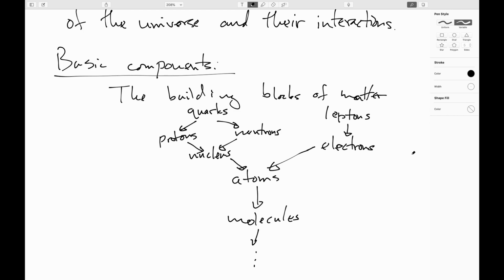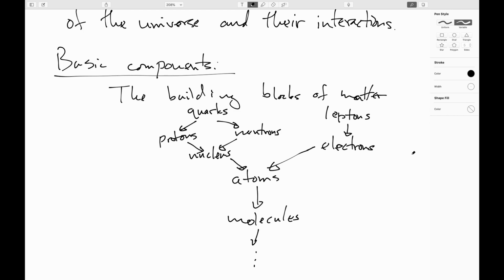Now there are open questions as to whether this stops at quarks and leptons. Does it go even smaller? That's a field of active research. For instance, people working on things like string theory are exploring exactly that.